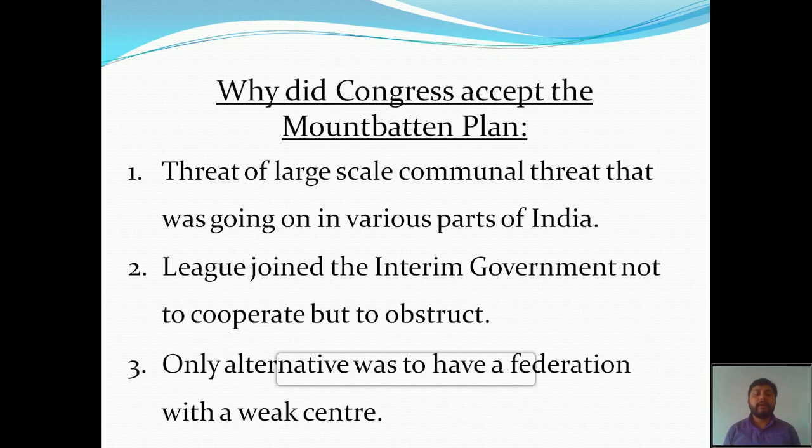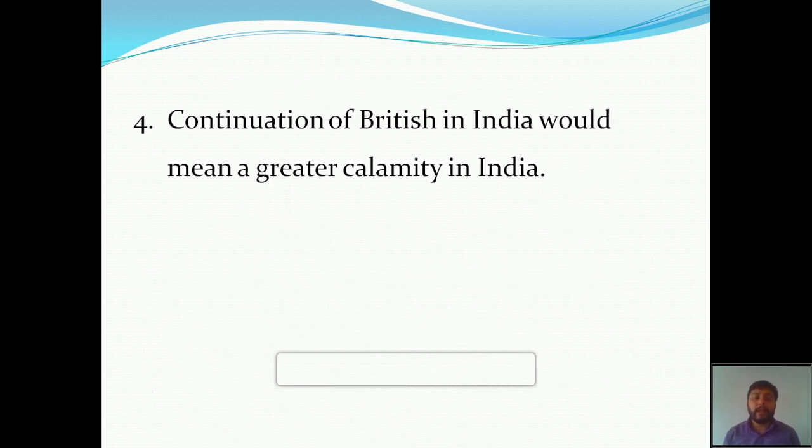And the third reason was there was no other option rather than to have a federation with a weak center, because if they were not accepting the Mountbatten plan, we would be having a federation with a weak center. And the fourth point says that continuation of the British in India would mean a greater calamity in India.